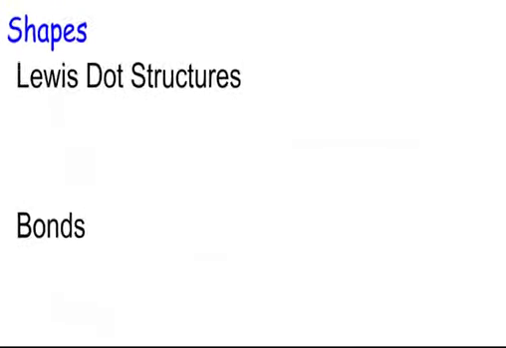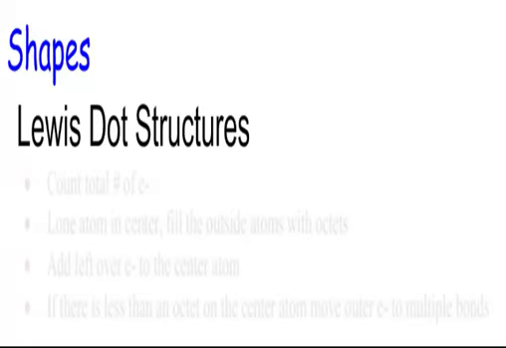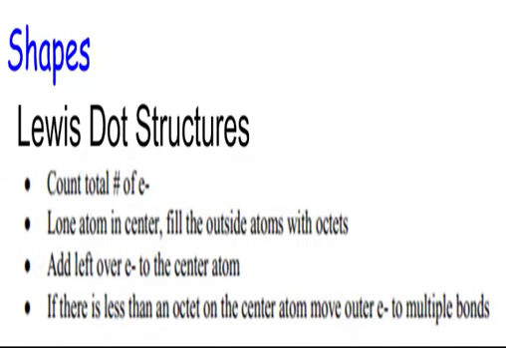Let's take a look at how to draw Lewis dot structures. Remember, count up your total number of electrons, put the lone atom in the center, and fill the outside with single bonds with octets. Add any leftover electrons to the central atom. If there's less than an octet on the center, move to make double or triple bonds. If it has equal or more than an octet, you are done.